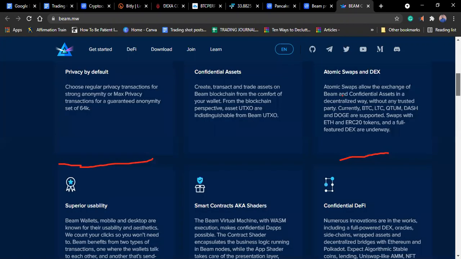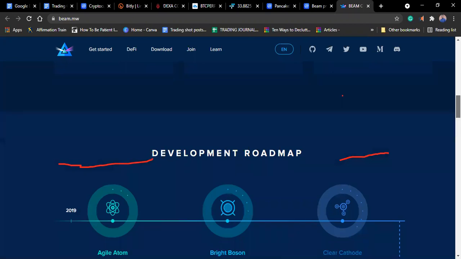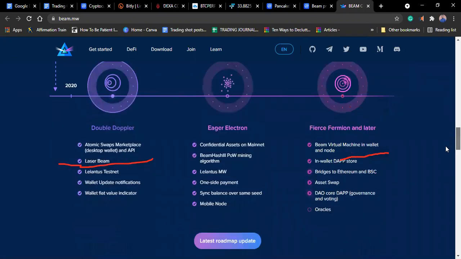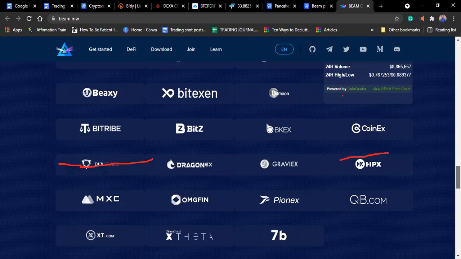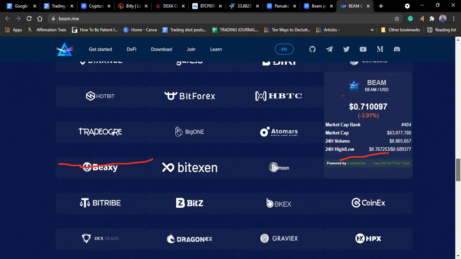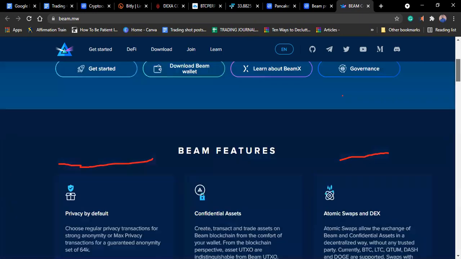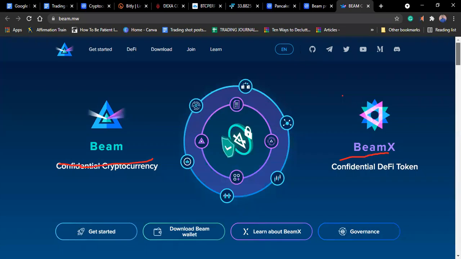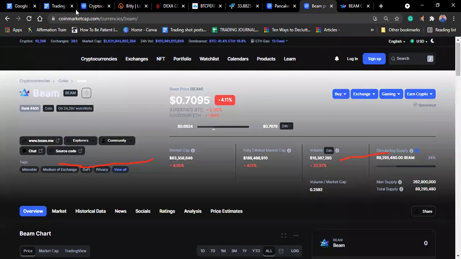Scroll down, you read about all the things they do. Now you are researching new coins. This is what you do when you're researching a coin that you don't really know much about. Then another thing you can do is you can still go to coinmarketcap.